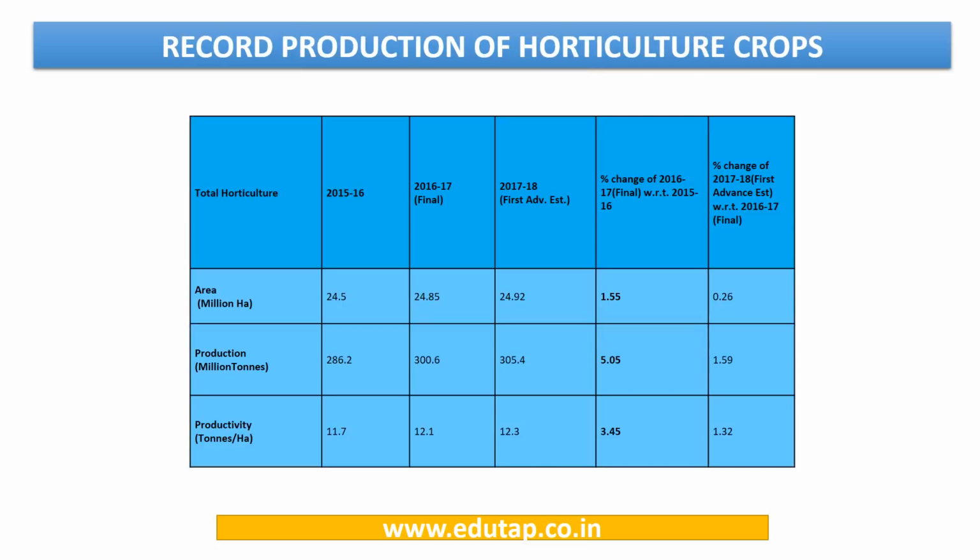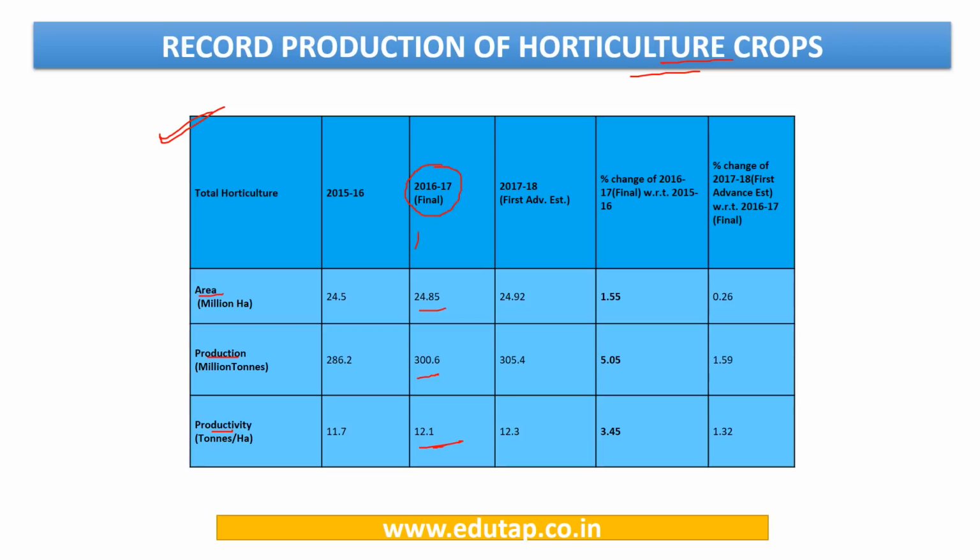The next article from PIB sites relates to record production of horticulture crops in the country. The data has been given about the production of horticulture crops in terms of area, production and productivity for the different years. For the year 2016-17, as per the final estimates, the area under horticulture crops is 24.85 million hectares. However, the production for this year is about 300 million tons and the productivity is 12.1 tons per hectare.